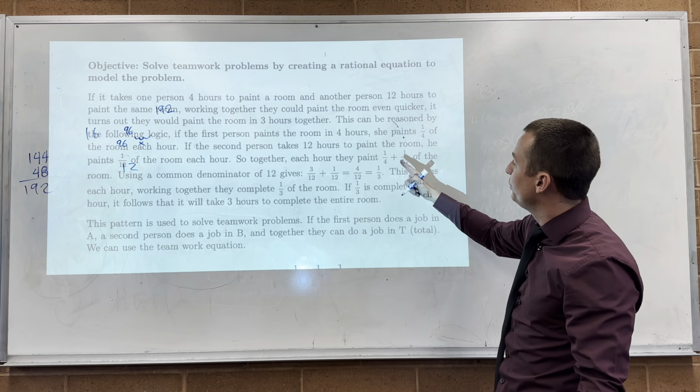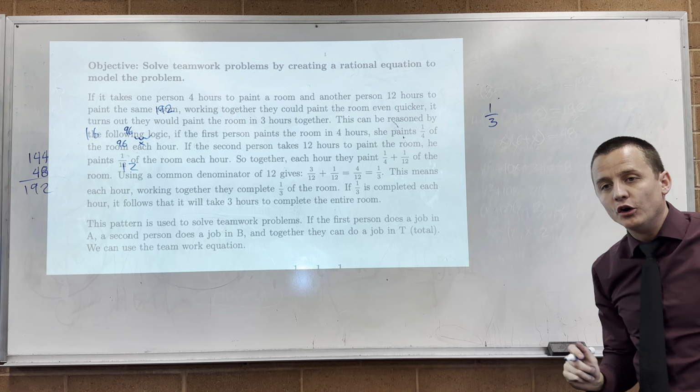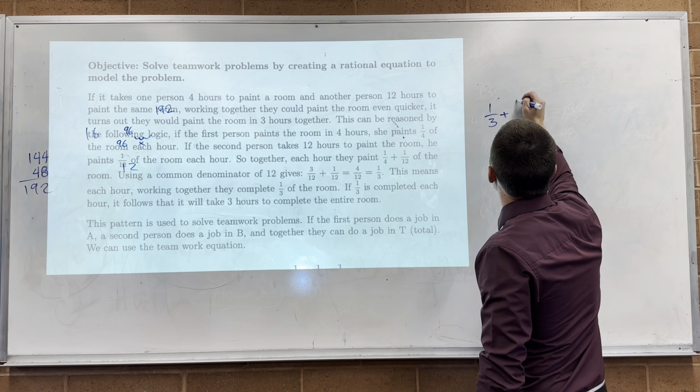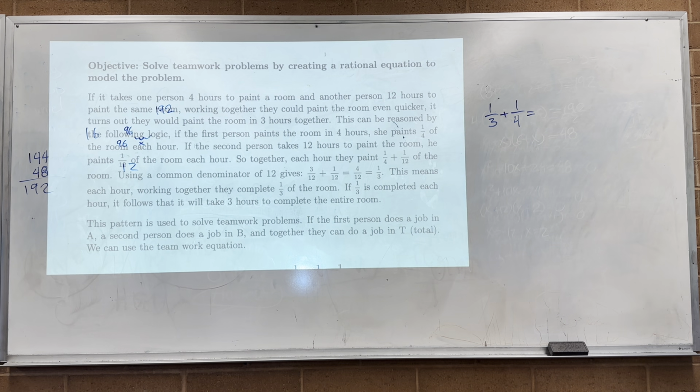Now, if it takes me 3 hours, then that means I do 1/3 of a room every hour. That's my rate. Plus your rate, you do 1/4 of a room every hour. So how much of a room are we doing every hour? What's a third plus a fourth? 12.